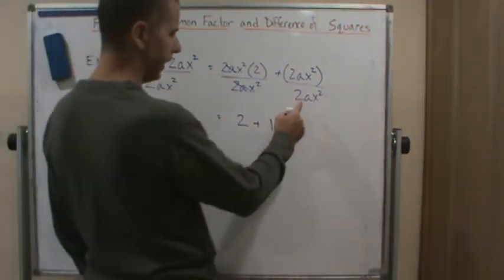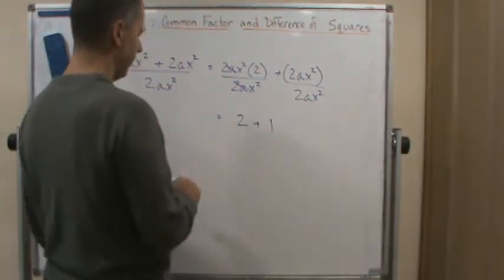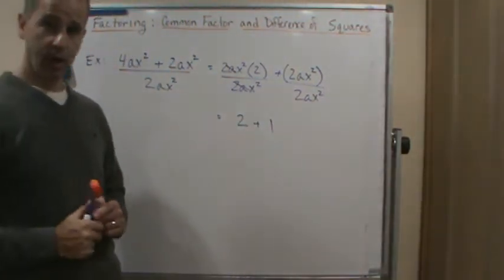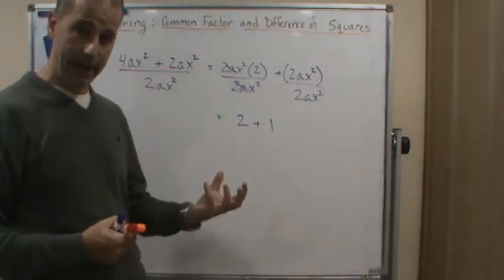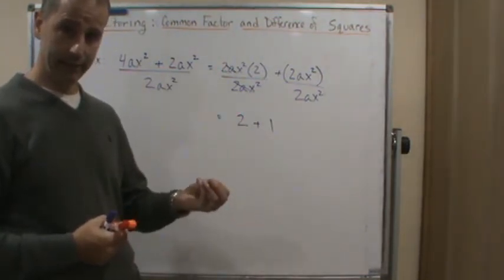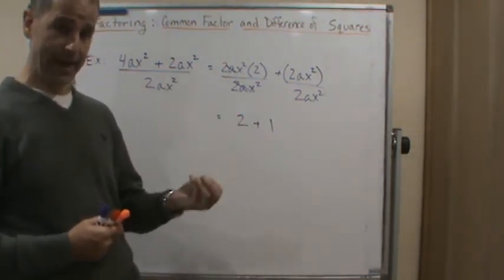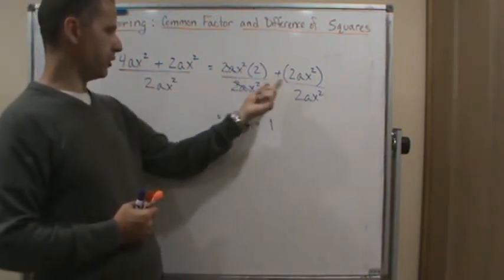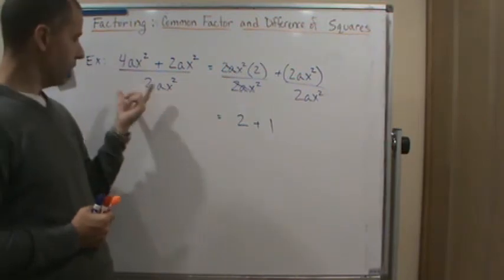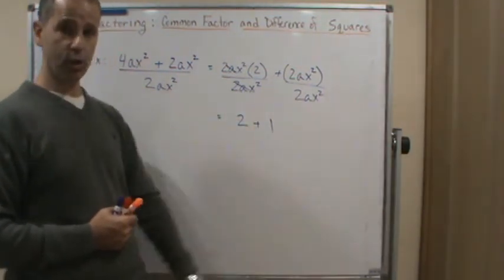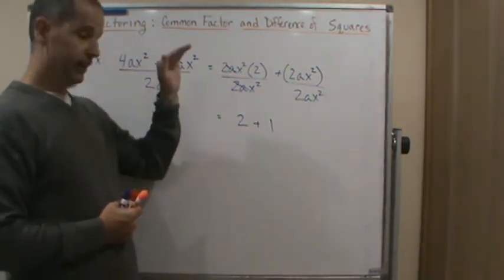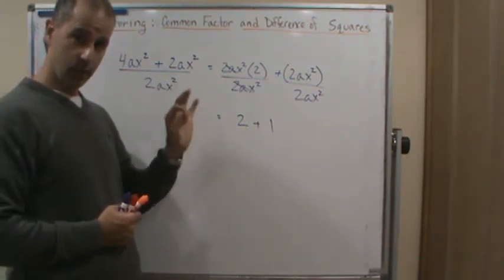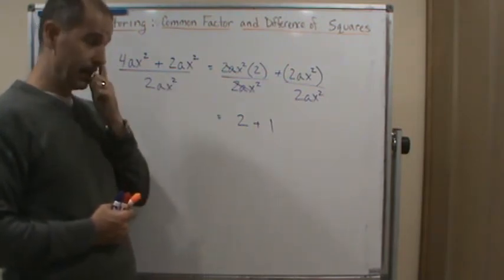So notice that, okay, there's the proof in the pudding, right? Remember, factors, right? If a number divides evenly another number, it's a factor. So we just found that 2ax squared is a common factor of both. So if I divide everything by 2ax squared, then the 2ax squared would drop out, and see what's left behind.